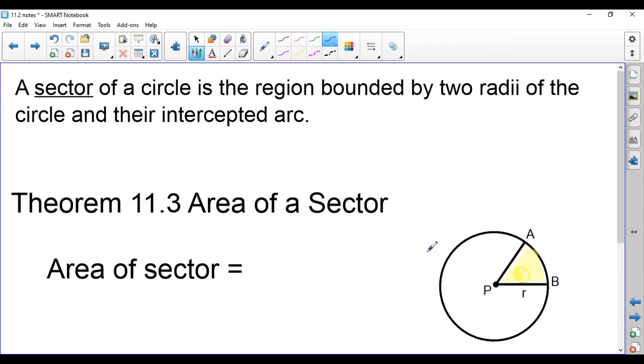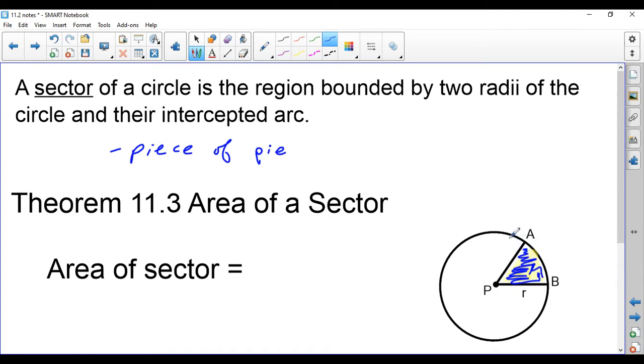What we're going to focus on is the area of a sector. By definition, a sector of a circle is the region bounded by 2 radii of the circle and their intersected arc. Think of a sector as like a piece of the pie. Here, in this diagram, my sector is this region. It is bounded by 2 radii, PA and PB, and their intersected arc, arc AB. Again, it's like a piece of a pie.